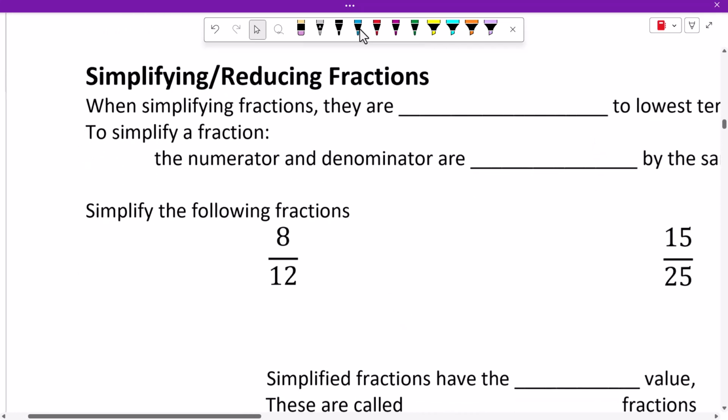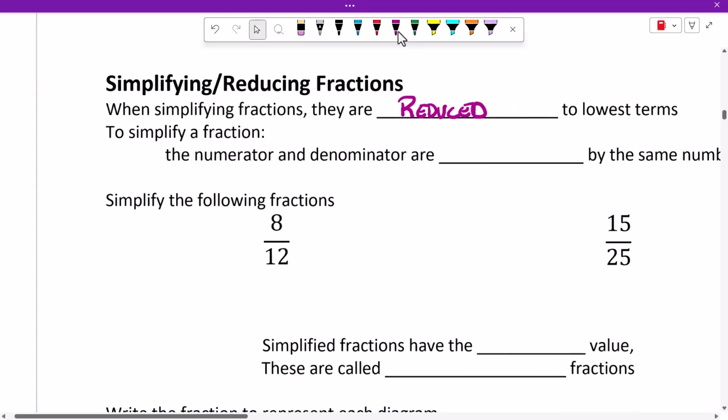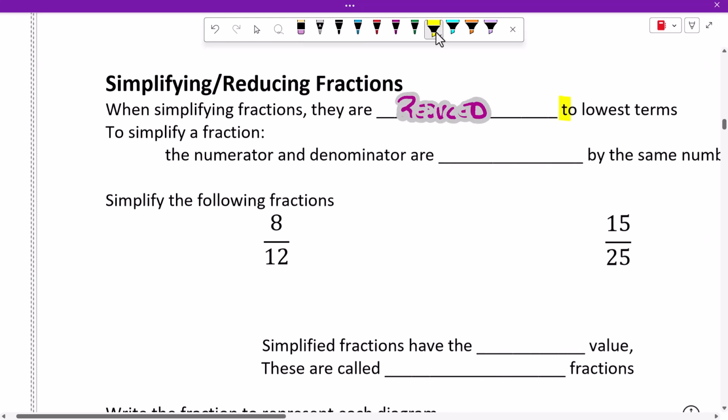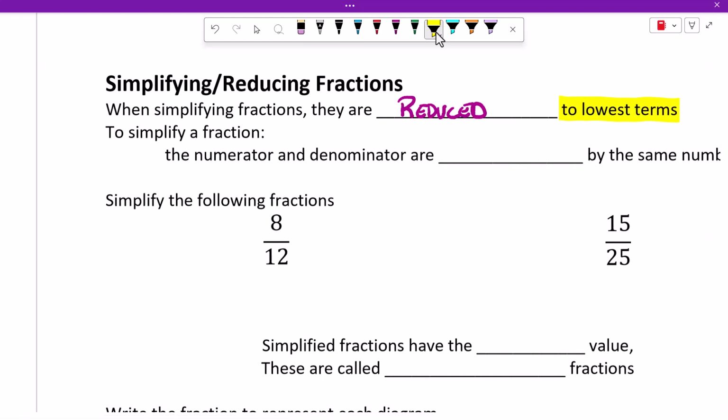When simplifying fractions, they are reduced to lowest terms. Okay? So I'll see if you remember that from last time.